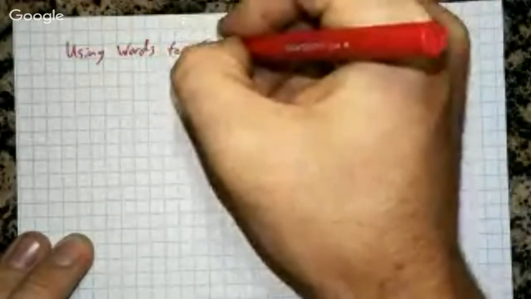Okay, so we've talked about taking our words, whether it's one or two different operations, and putting them into expressions. But what about the other way? The other way of using words for expressions.